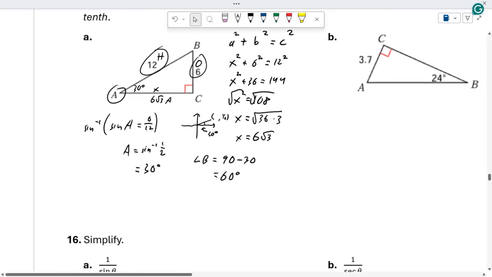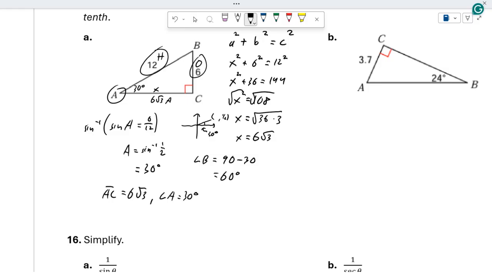So my final answers here, AC is 6 root 3. Angle A is 30 degrees, and angle B is 60 degrees. Probably not a bad idea to write your answers in a way where whoever's taking a look at this kind of knows what they are. They don't have to go hunting for them, right? So probably not a bad idea to summarize your angles there.